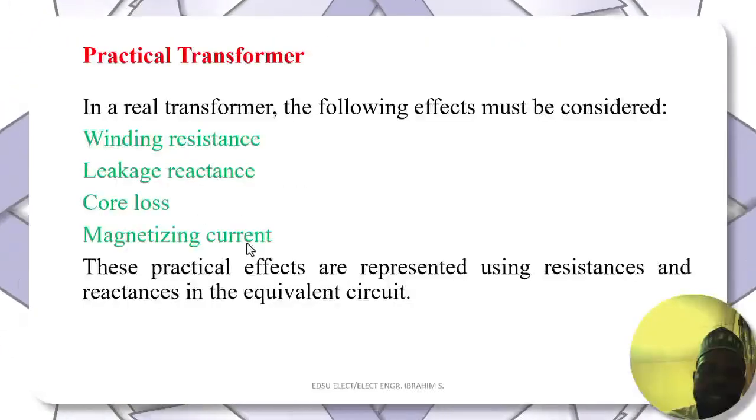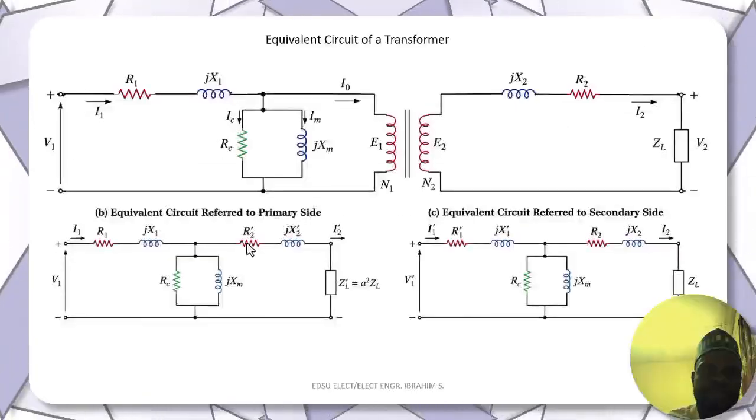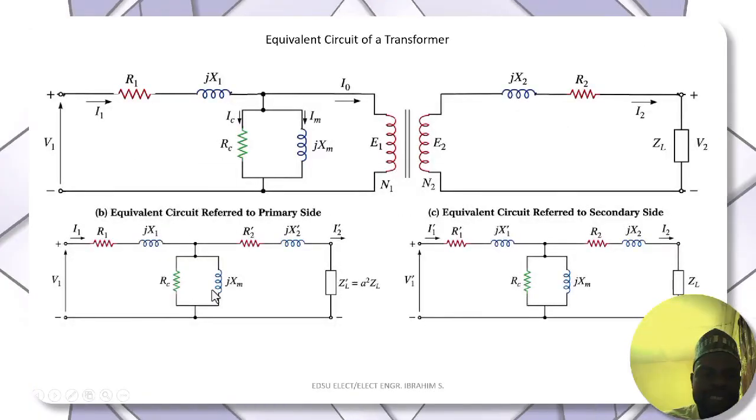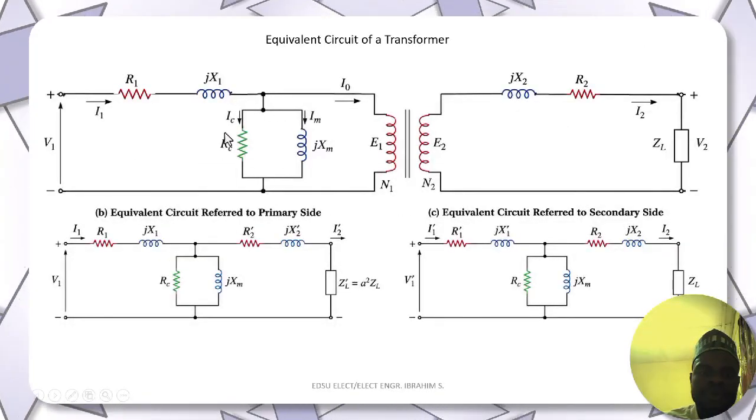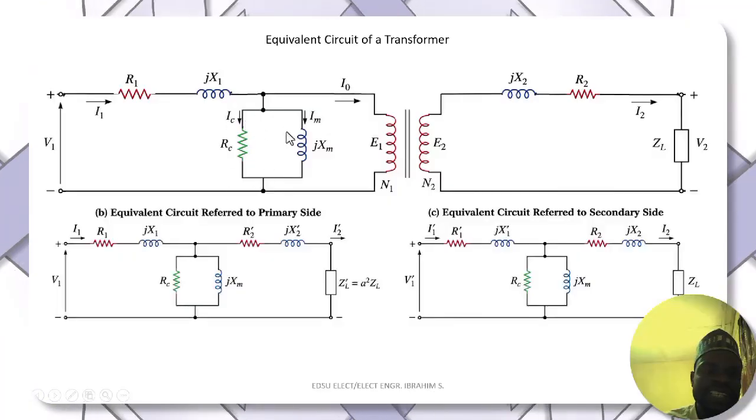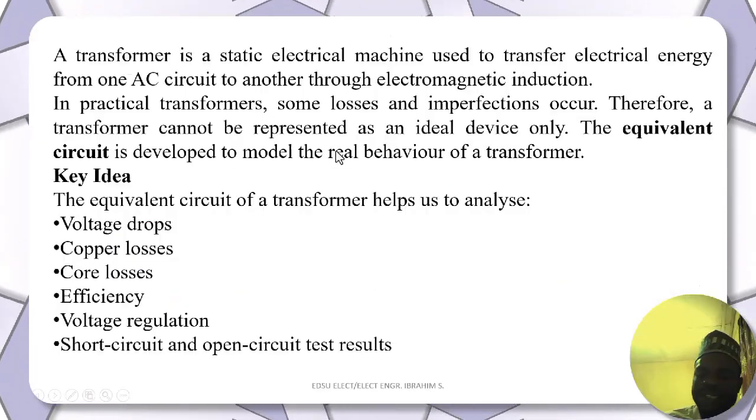These two parameters form our shunt part. So let me take us back to the shunt part. So this is this part, right? This part is where we have our core loss resistance and our magnetizing reactance.